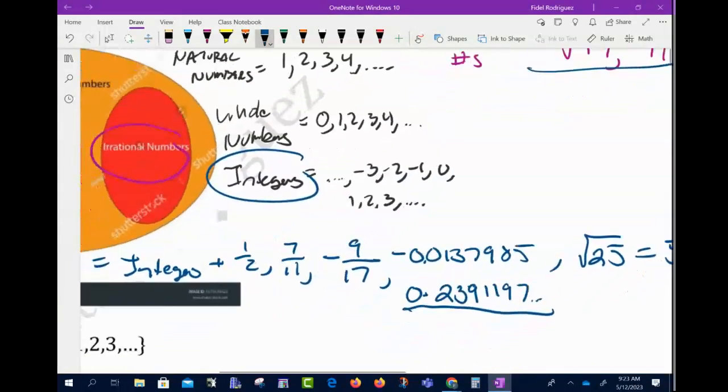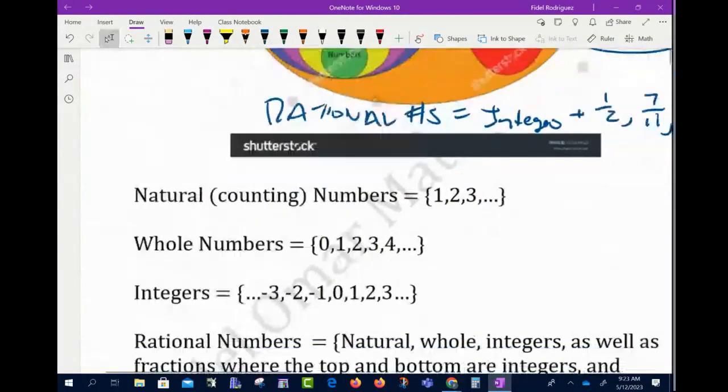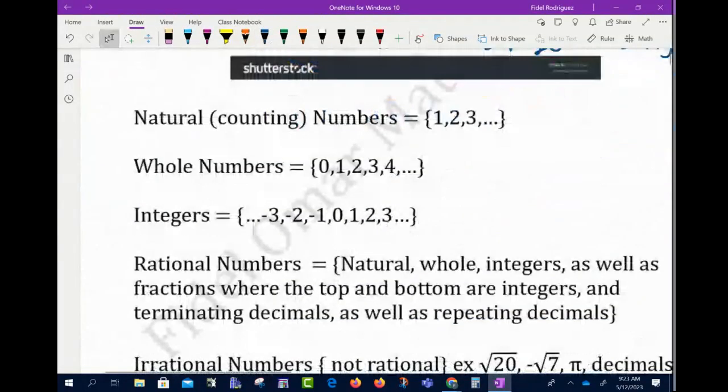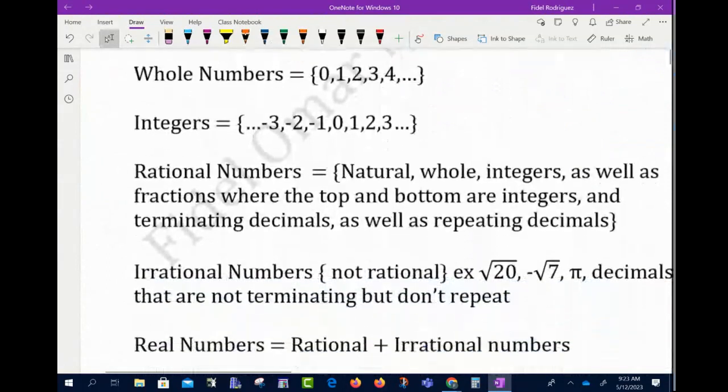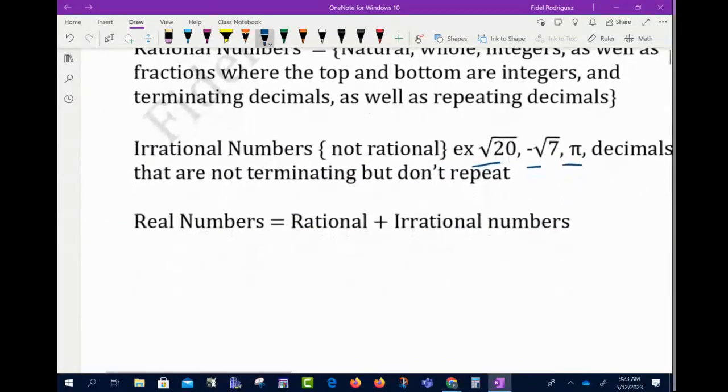Now, let's come back over here. Look what we have here, y'all. Here are my natural numbers. Here are my whole numbers, right? Here are my integers. Here are my irrational numbers, right? Square root of 20, negative square root of pi, right? Decimals that are not terminating, but they don't repeat, okay? Real numbers, y'all, we add those two sets together.